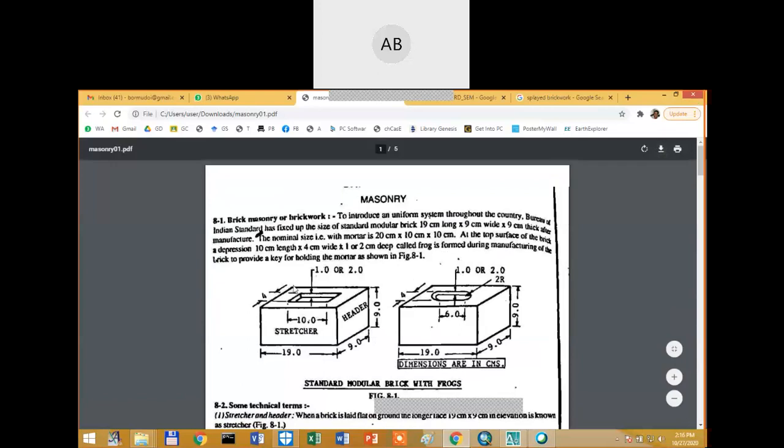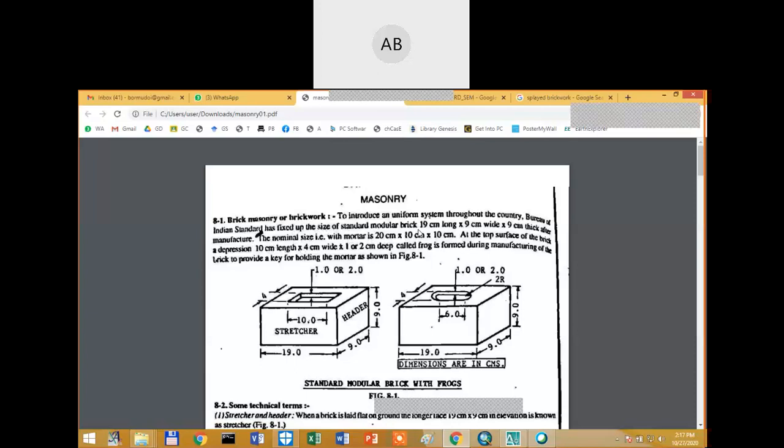So first today we are going to talk about the normal brick, the brickwork or the masonry. First of all, you need to know the dimension, or the standard dimension, of the brick that is used in our country. We have the Bureau of Indian Standards, which has fixed the size of a standard modular brick.